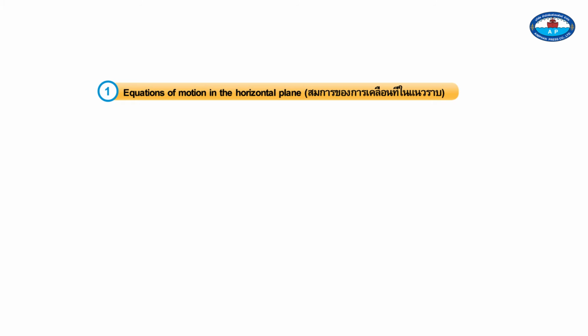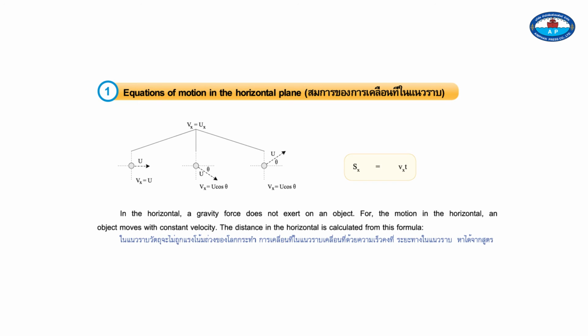1. Equations of motion in the horizontal plane. In the horizontal plane, gravity force is not exerted on an object. For the motion in the horizontal, an object moves with constant velocity. The distance in the horizontal is calculated from this formula.